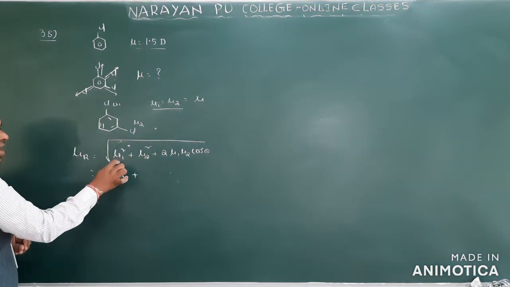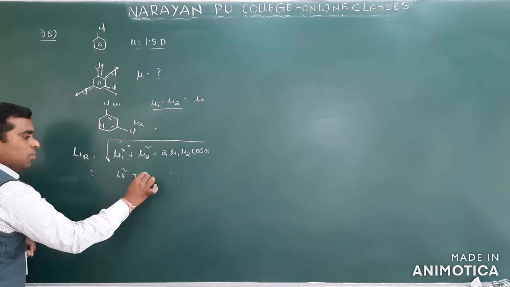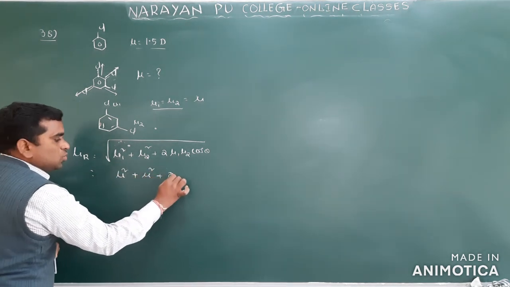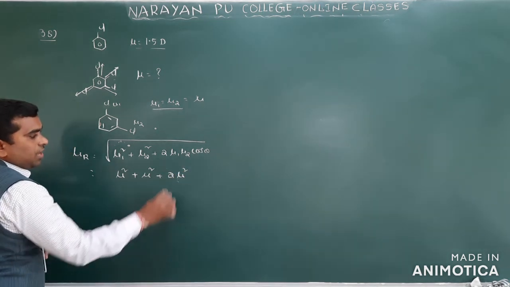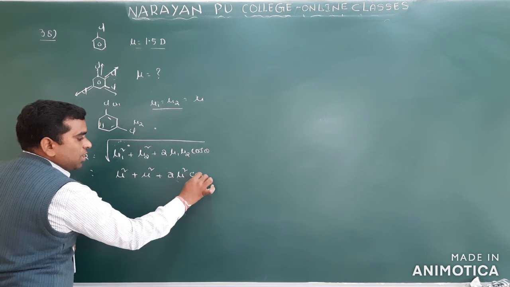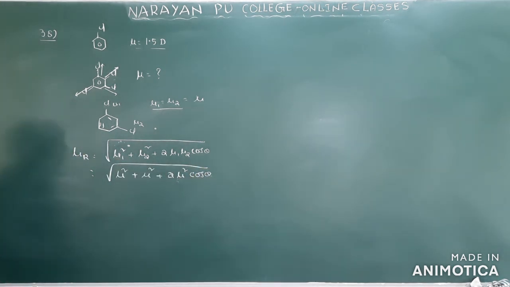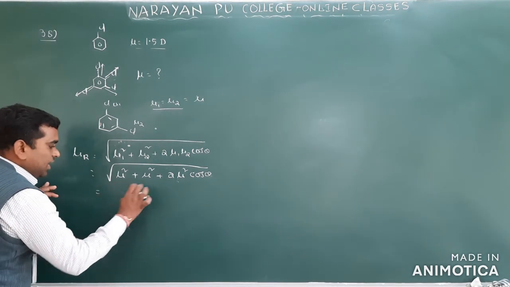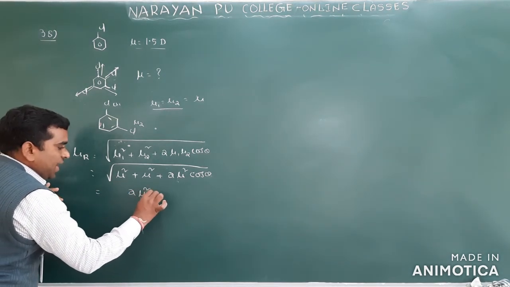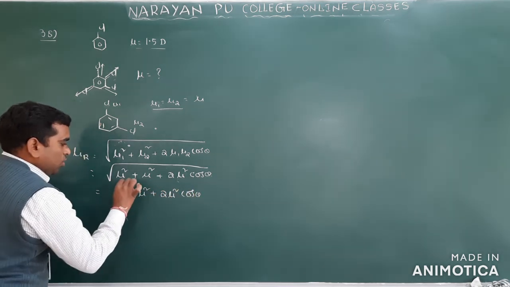mu1 is equal to mu2. I have taken mu1 as mu, and this is also mu. So we get mu squared plus mu squared plus 2 into mu squared, because this is mu into mu, into cos theta. This is the formula. Then what can I get here? 2 mu squared plus 2 mu squared cos theta, all under the root.